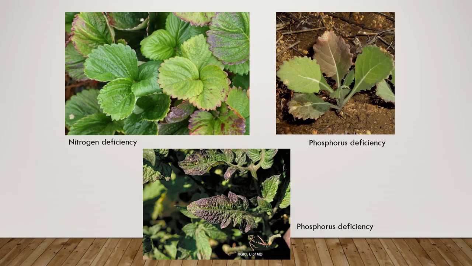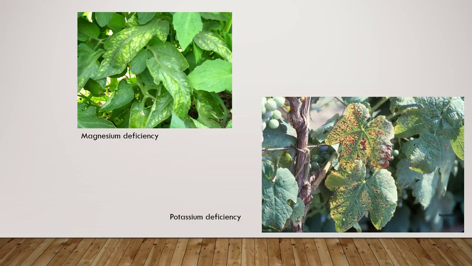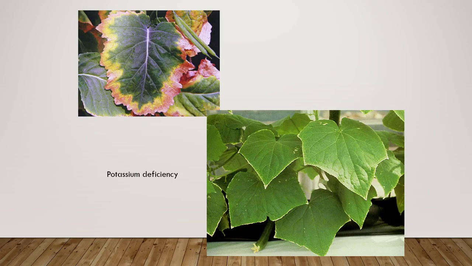Here are some pictures of deficiencies. Nitrogen and phosphorus are mobile nutrients, so you're going to see yellowing leaves for nitrogen and purpling leaves for phosphorus deficiencies in the lower leaves, while the newer growth will be green. Here's magnesium deficiency, and then we've got potassium deficiency, also a mobile nutrient. You're going to see this damage in the lower foliage. Here's some more potassium deficiency. It starts as a marginal burn and then moves its way into the leaf.